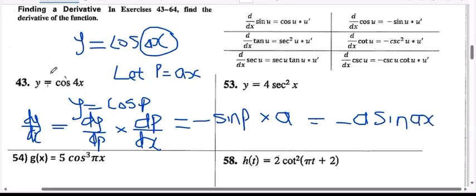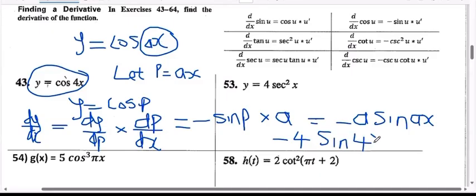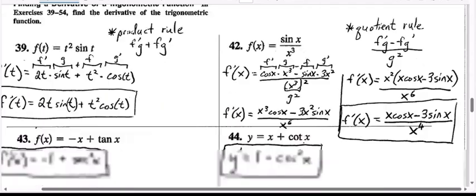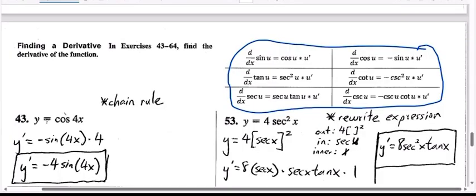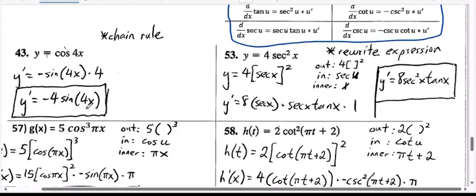Now, if a equals 4, it means for this one, dy/dx is going to be negative 4 sin 4x. So if you go to number 43, you can see in the composite that was why they got negative 4 sin 4x. And that is actually going to be super cool.